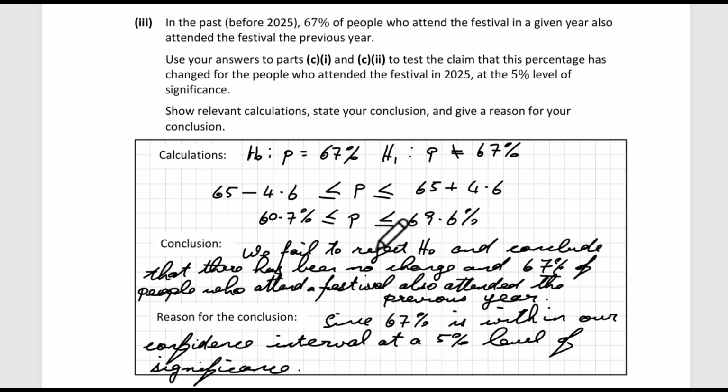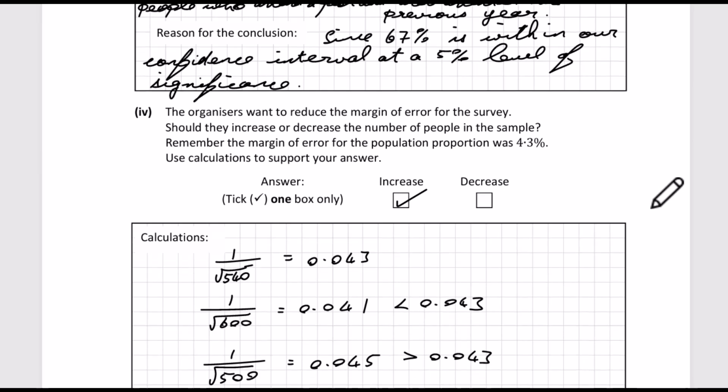So we fail to reject. We're not going to reject the null hypothesis. This is still okay. The 67% still stands. So we fail to reject H0 and conclude that there has been no change, and that 67% of people who attend a festival also attended the previous year. The reason for the conclusion is that 67% is within our confidence interval at a 5% level of significance. So that would be the end of that question.